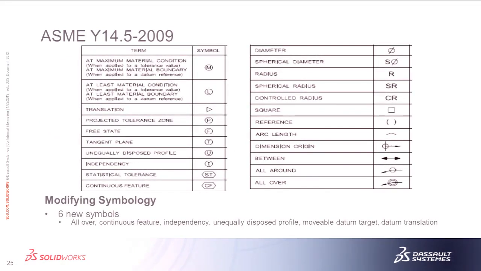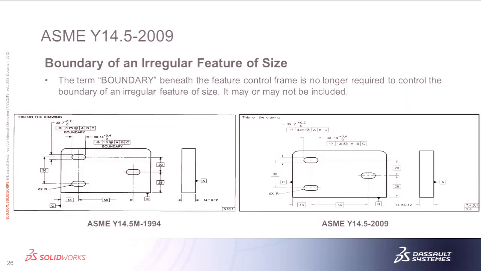So this is showing all the symbols that are used in the 2009 standard. There's 6 new symbols all over: continuous feature, independency, unequally disposed profile, movable datum target, and datum translation. We'll talk about a few of those later.